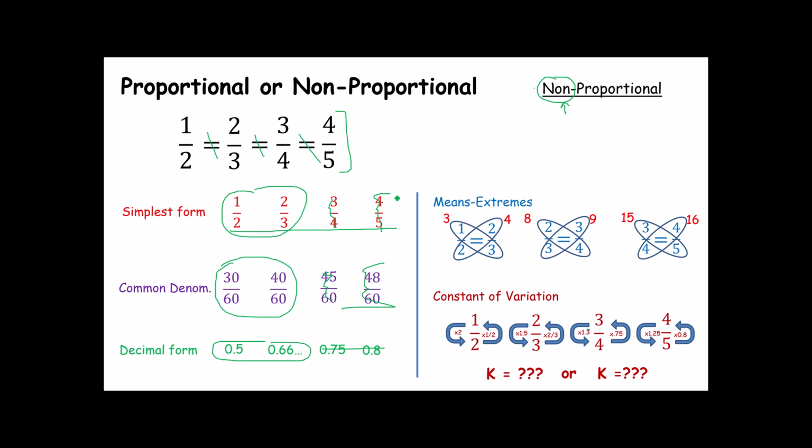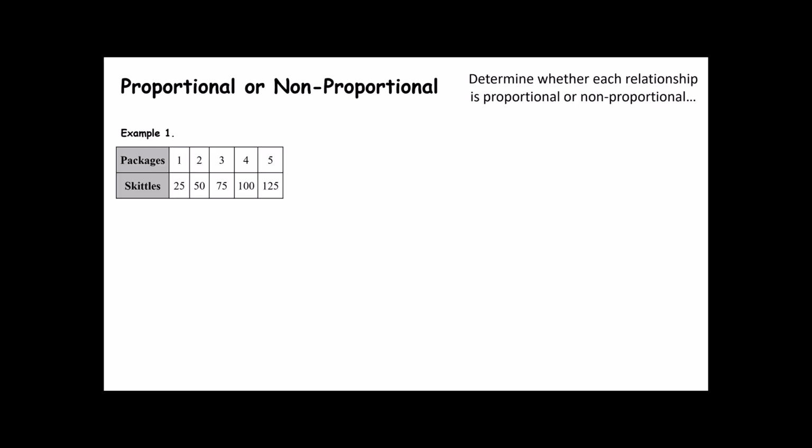In my class, I would expect my students to be able to choose any of these 5, and sometimes I would require them to use a specific one of these, but they don't have to use all 5 every single time. So if I were to give you an example like this, this is a ratio of packages to Skittles. So when I buy 1 package of candy, it has 25 Skittles in it. 2 packages have 50, 3 have 75, 4 have 100, and 5 have 125.